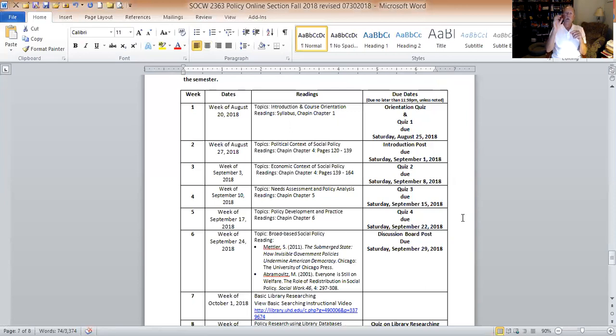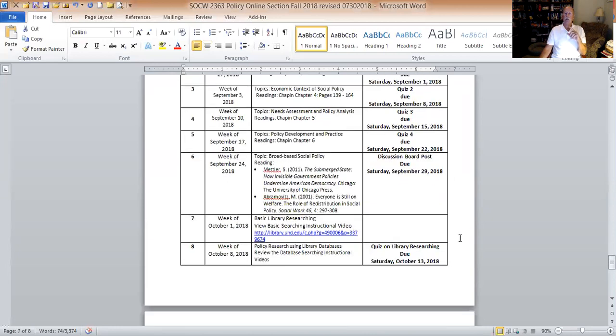Then week 4, we'll talk about needs assessment and policy analysis to introduce you to those ideas and work. Then we'll talk about policy development and practice in week 5. There are quizzes on both of those chapters. In week 6, which is the week of the 24th, that's when the Mettler and the Abramovitz readings and the postings or the class discussion are due.